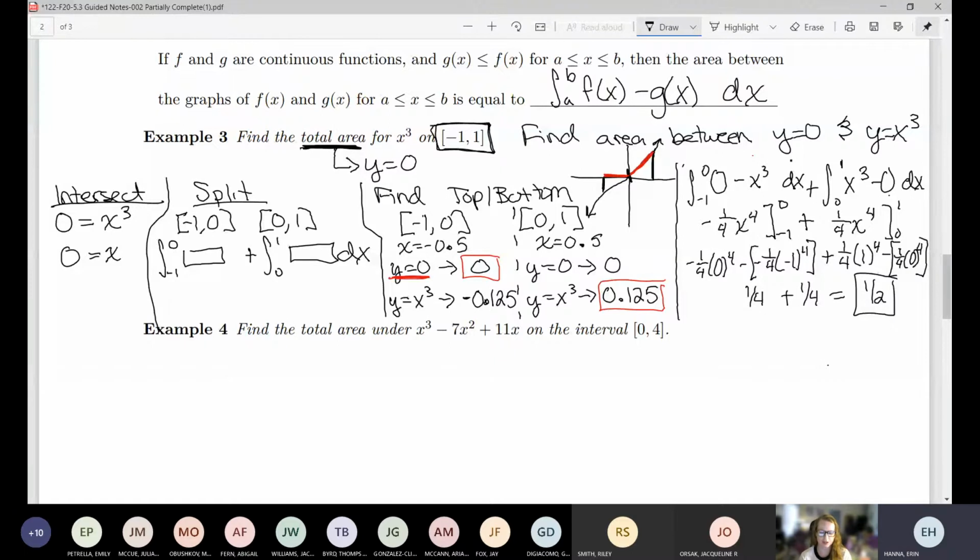What we're going to look at now is finding the total area underneath of x cubed minus 7x squared plus 11x on the interval 0 to 4. So we're going to do the same type of process that we did in example 3 the other day.